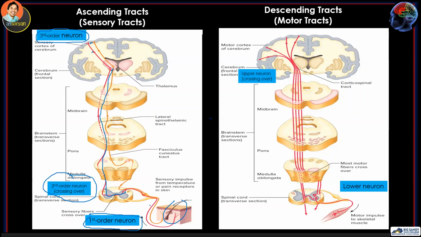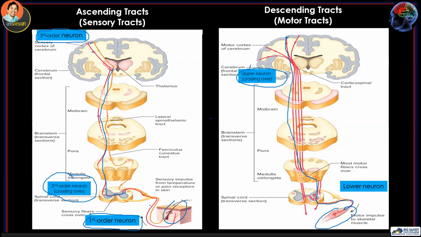If we compare with the motor order, there are actually only 2 neurons involved in this order for action. So from the cerebral cortex to the effector over here, only 2 neurons are involved. The neuron that's coming down from the cortex to the spinal cord will be crossing over. That neuron is called the upper neuron. Okay, the upper neuron will then give the information to the second neuron that will carry the order to the effector.